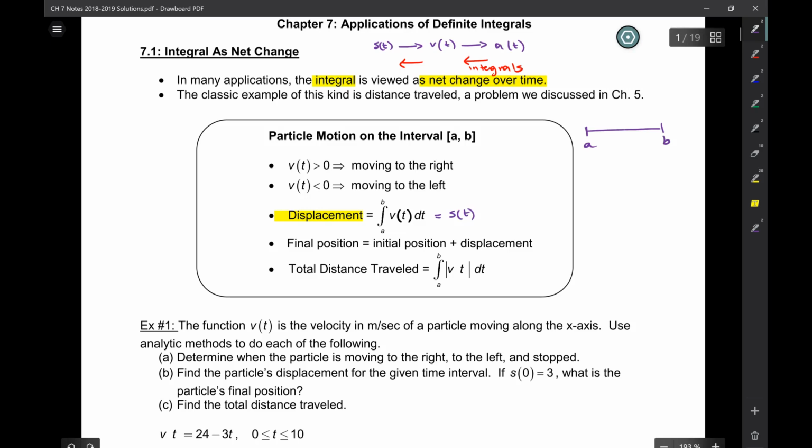Now, when you integrate over a closed interval, what do you do then? You plug in A and B. So what does that give you? S of B minus S of A. So let's think about that. You integrate velocity, you end up with final position minus initial position. Is that or is that not displacement? It is. That's displacement. So final position minus initial position is what you get.